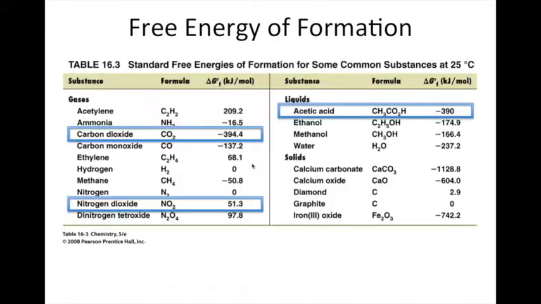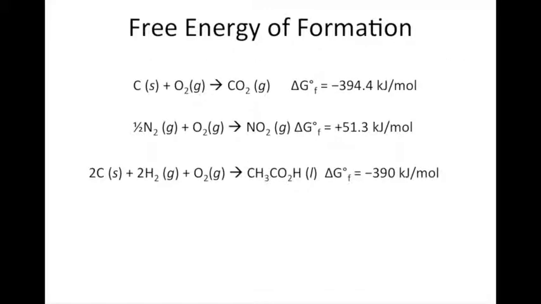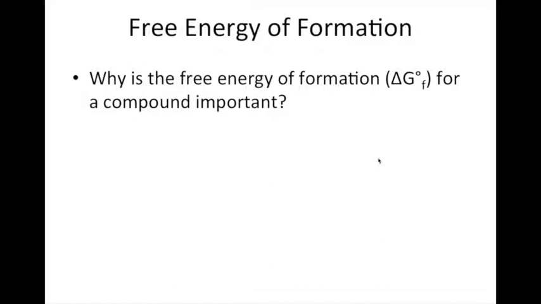Now we can get the values for delta G of formation for each of these from our table or the appendix in your textbook, and then we can write each of these showing their delta G formation. So for example, for carbon dioxide, if we were to form 1 mole of CO2 in the gas form from graphite and oxygen, it would release 394.4 kilojoules per mole. Now those are great, but why do we need to know the delta G of formation? Why is it important to understand the delta G of formation for any compound?